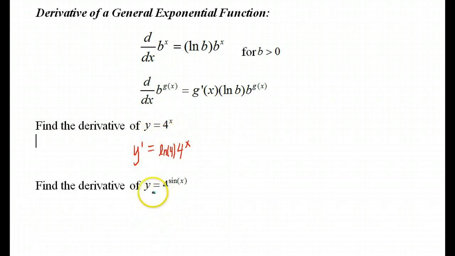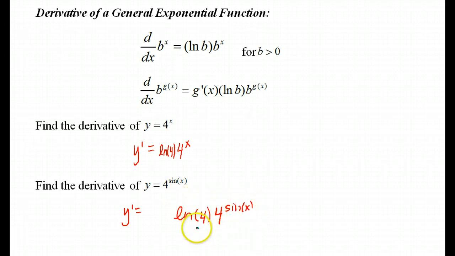Now the second one involves a chain rule here. So y prime in this case is going to be, so here we want to take the derivative of the outside function. So the outside function here is 4 to the x. Well, we just did that derivative, and what did we do? We had the natural log of 4, and then we had 4 to the x, but this time instead of x we have sine x inside. So we have the natural log of 4 times 4 to the sine x, and then we have to apply the chain rule and multiply by the derivative of sine, which is just cosine x.